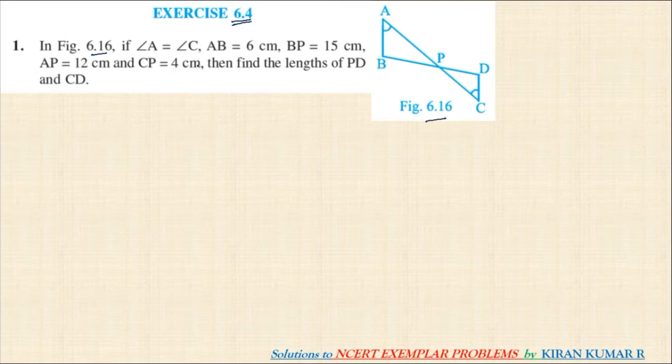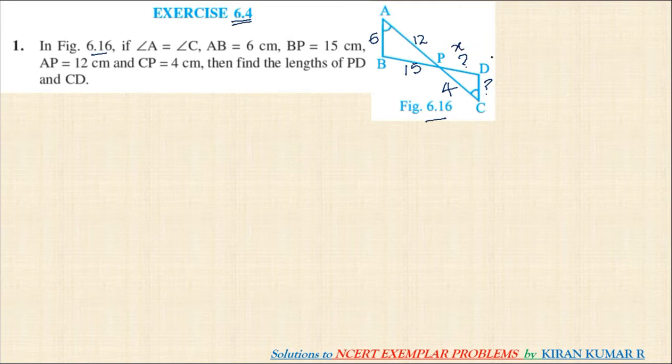If angle A equal to angle C and AB equal to 6 cm, BP equal to 15 cm, AP equal to 12 cm and CP equal to 4 cm, find the lengths of PD and CD. Let me mention the sides here. AB is given as 6 cm, BP is given as 15 cm, AP is given as 12 cm, CP is 4. We need to find the length of PD as well as the length of CD.